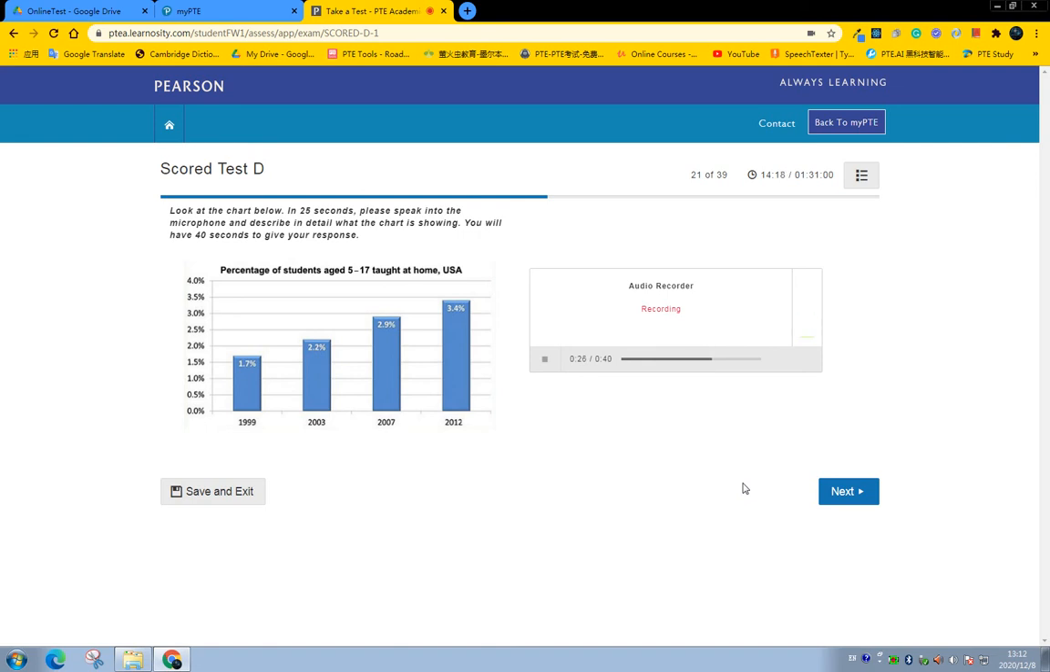By contrast, for 1999, we can see 1.7%, which is the smallest figure. If we look at 2003, we can see 2.2%, which is higher than 1999. Overall, we can see there is an increasing trend over this period, which is hard to predict in the future.